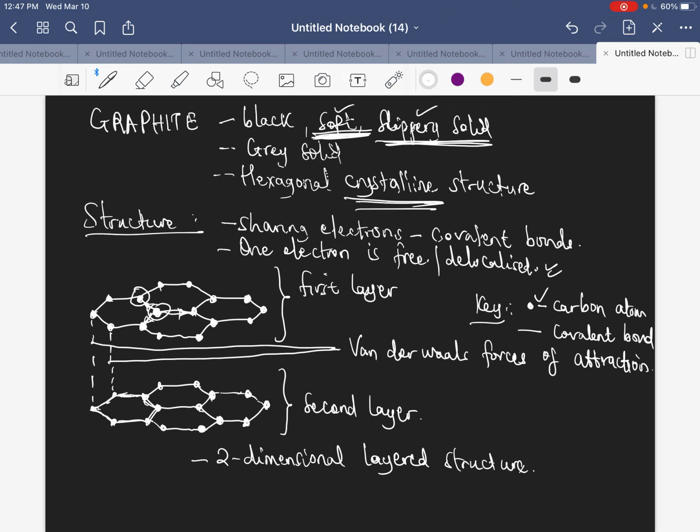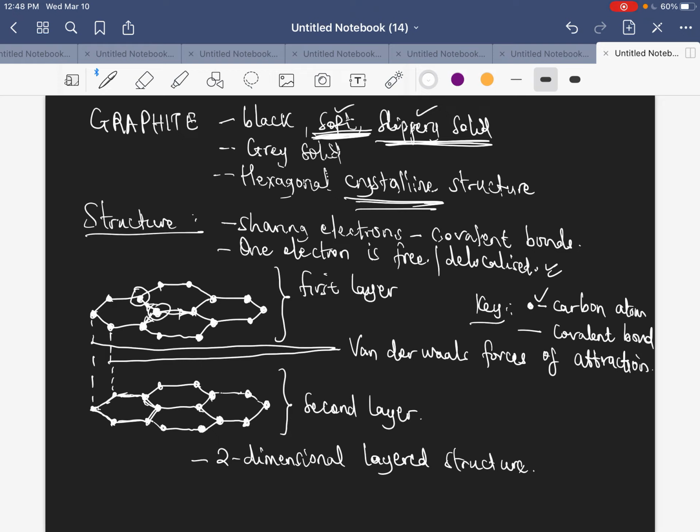And lastly, graphite can be used as a lubricant because of that softness, or because of the van der Waals forces of attraction making it very soft. It can be used as a lubricant. That's one point to note.